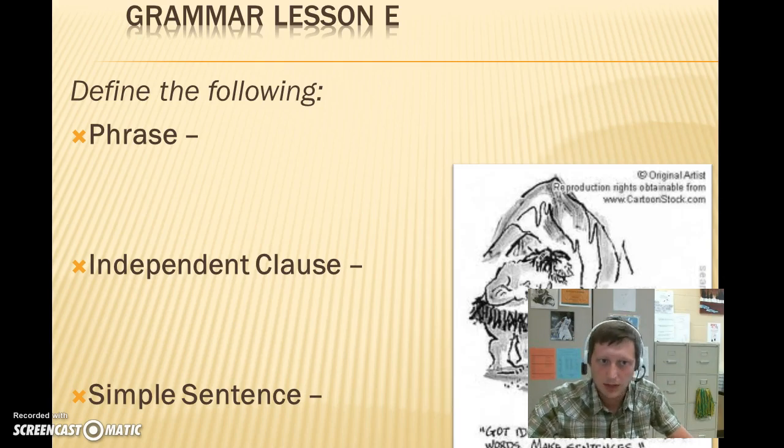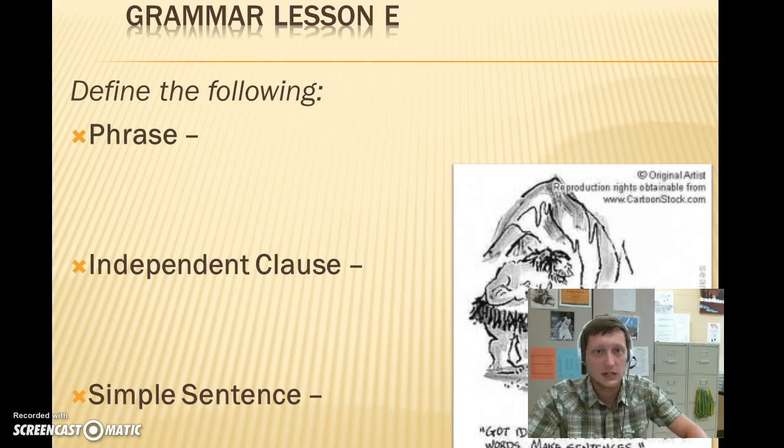Again, if you want to write them down, sometimes writing down things helps me remember it, right? If you want to write them down, that's great. Remember, these lessons aren't going anywhere, so if you need a refresher, you can always come back and watch Grammar Lesson E again, for educational purposes or just for entertainment purposes.